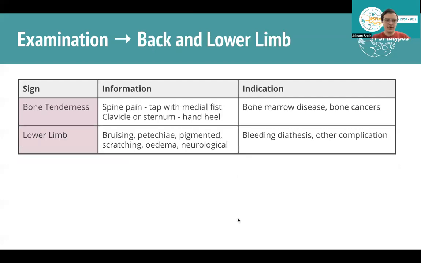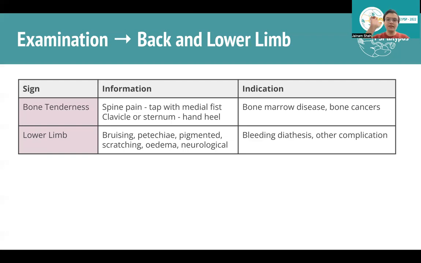Back and lower limb. This one's very, very straightforward, and you can get this done within about 10, 15 seconds. So bony tenderness, like we mentioned with our history taking, you're trying to rule out bone marrow diseases and bone cancers. So at the spine, you tap it with the medial fist. You're going like this with your hand, and you're just tapping against the spine from the back. At the clavicle or the sternum, you're just using the heel of your hand. So you just pat them essentially.